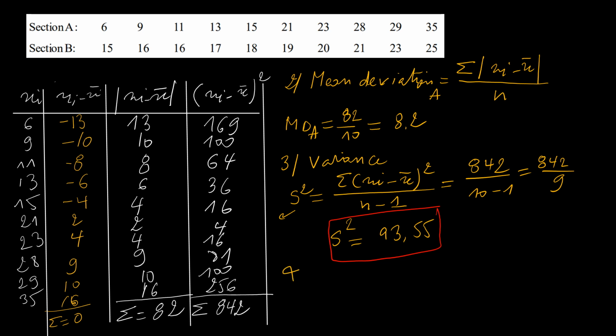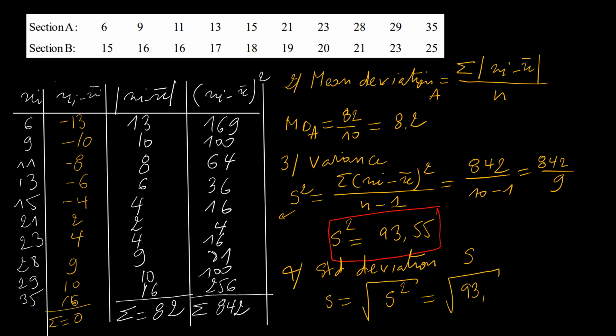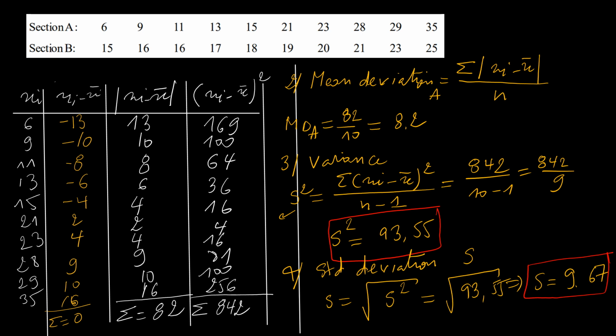Let's move to the fourth and final measure of dispersion, which is the standard deviation. The standard deviation is denoted by S, and S is equal to the positive result of the square root of the variance. So here the standard deviation equals the square root of 93.55, so here S is equal to 9.67. This is the standard deviation of section A.